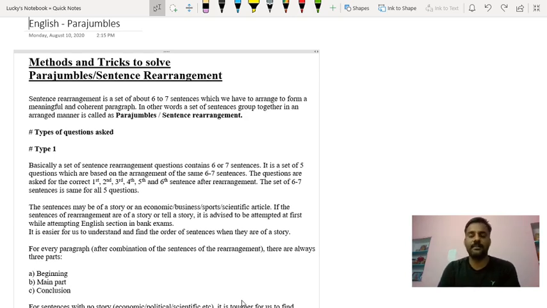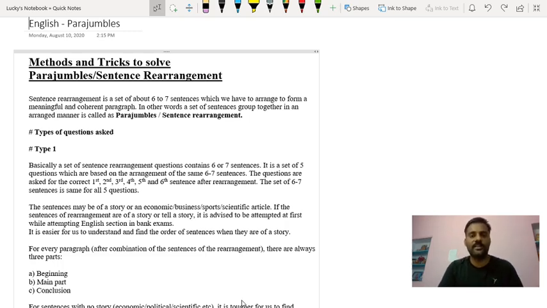There will be a set of sentences and we will have to arrange those sentences into a format so that the person who reads them together will understand how the sentences are arranged. He will get a confirmed message out of it. So this is what we call sentence rearrangement.